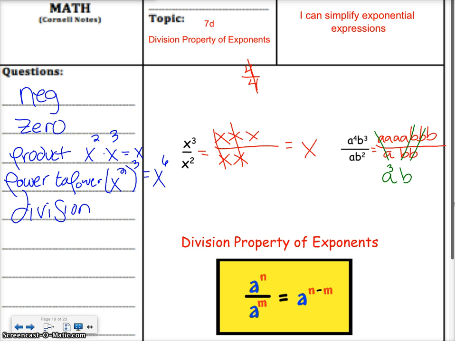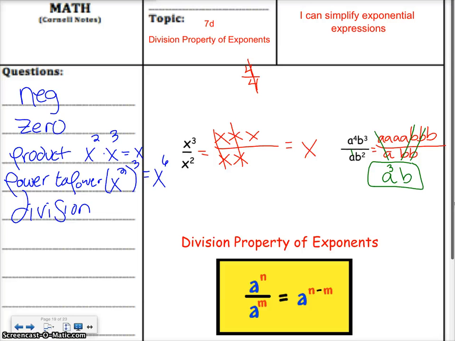Now you are not expected as 8th graders. This is how we do it as 7th graders. We expand and cross off. As 8th graders, you can actually apply the property. The property, if you notice, you just subtract what they share. So if I have 4 a's and I have an a on the bottom, they share 1 a, so I would take one of the a's away. If I have 3 b's on top and 2 on the bottom, they share 2, so I would take 2 of them away.